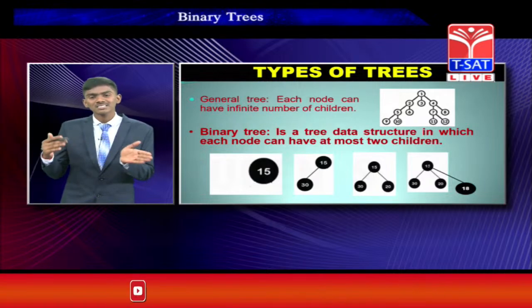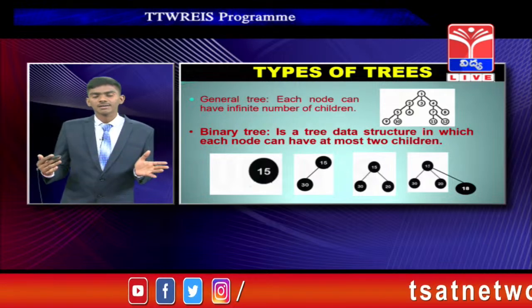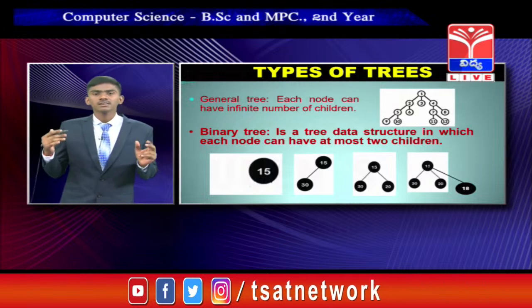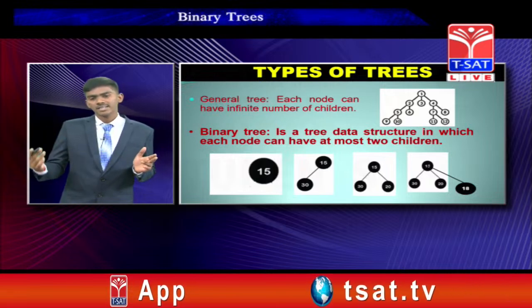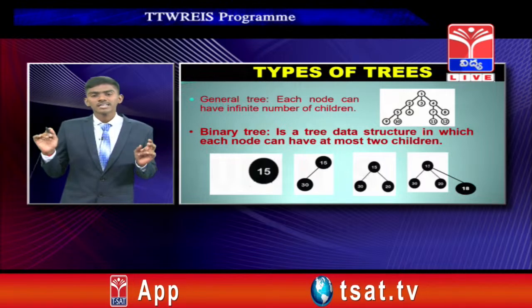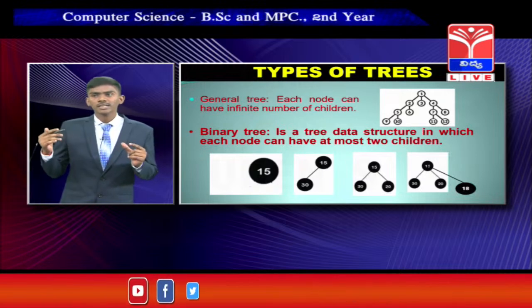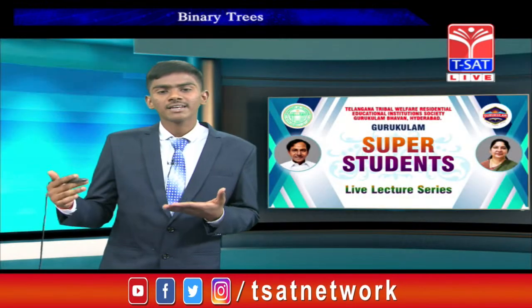So see the next tree, 15, 30, 20. This is also a binary tree. Why? Because this tree's root node 15 can contain at most 2 children. So that's why it is also a binary tree. And the last tree is not a binary tree. Why? Because this parent node contains more than 2 children. So this is not a binary tree.